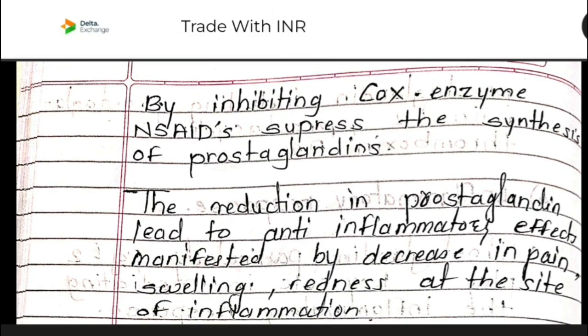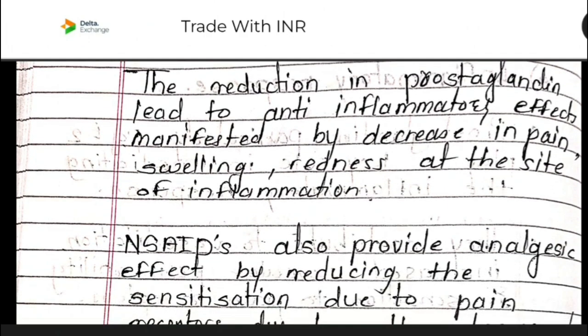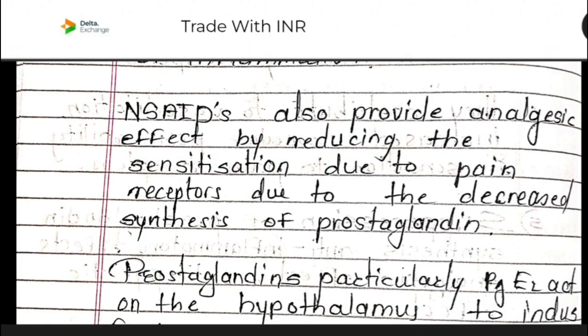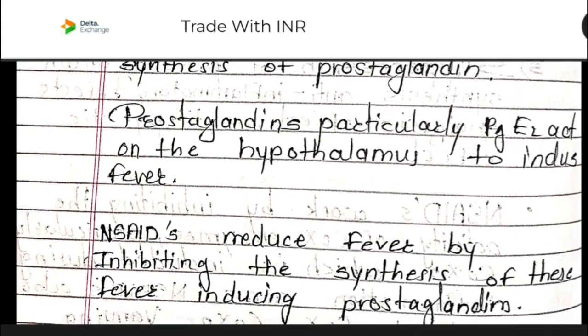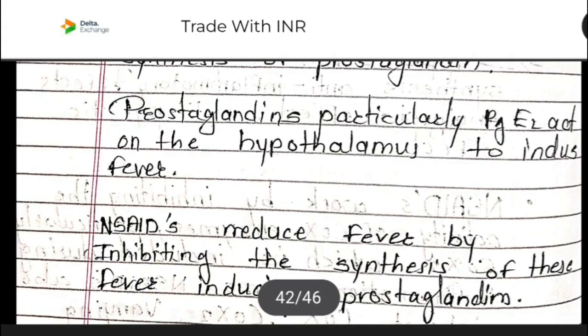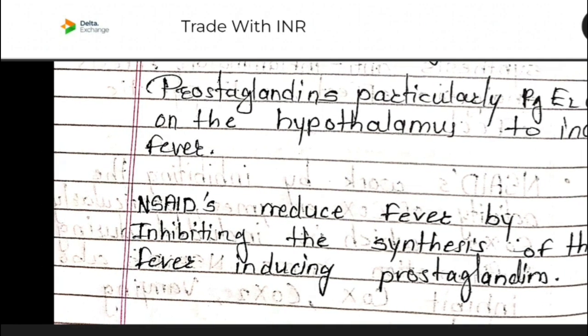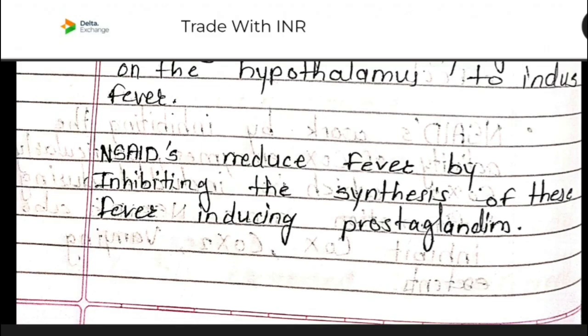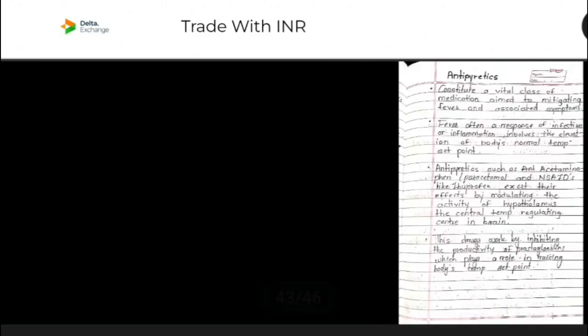By inhibiting the COX enzyme, NSAIDs suppress the synthesis of prostaglandins. The reduction in prostaglandins leads to anti-inflammatory effects, manifested by a decrease in pain, swelling, and redness at the site of inflammation. NSAIDs also provide an analgesic effect by reducing the sensitization of pain receptors due to decreased synthesis of prostaglandins. Prostaglandins, particularly prostaglandin E2, act on the hypothalamus to induce fever. NSAIDs reduce fever by inhibiting the synthesis of these fever-inducing prostaglandins.